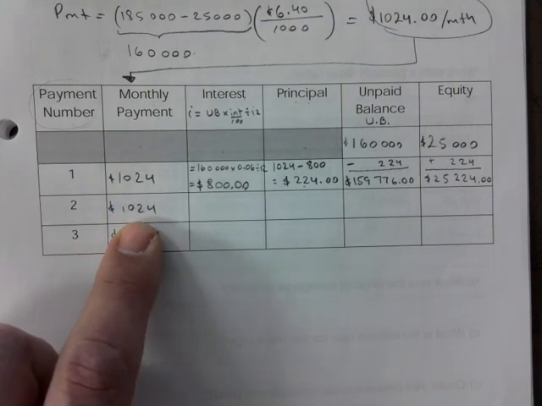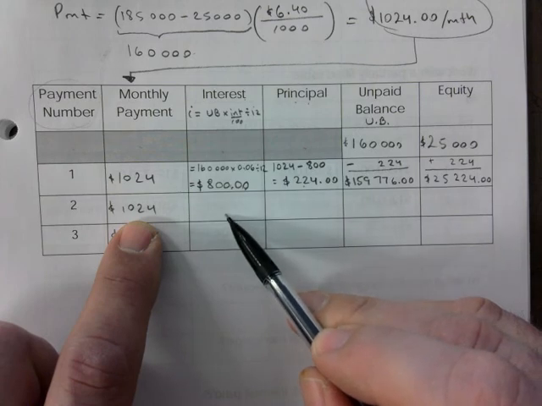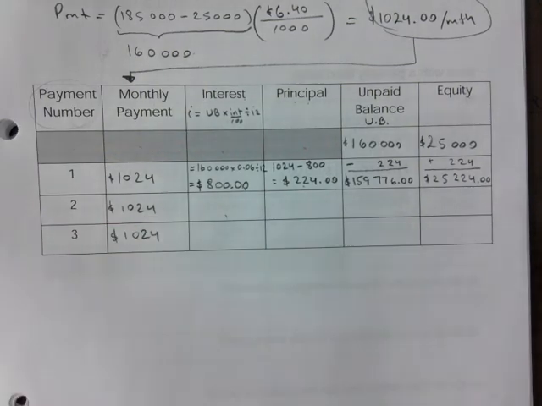Month number 2. Let's see if you're awake on a Monday morning. What's going to happen to this number come second month? Is it going to go up or down? Yeah, down. Joey said down too. It's going to go down. The more you pay off, the less interest you pay.